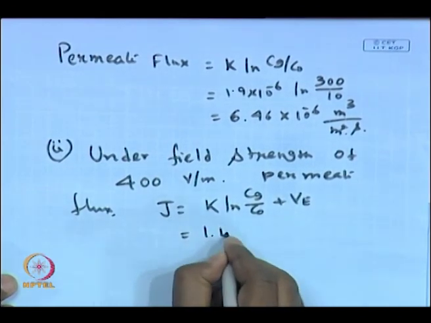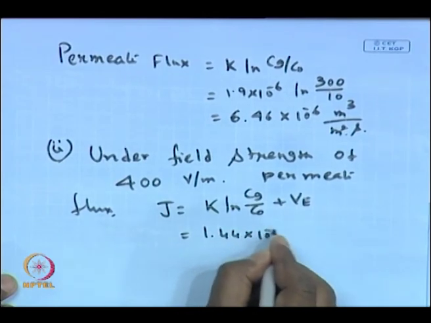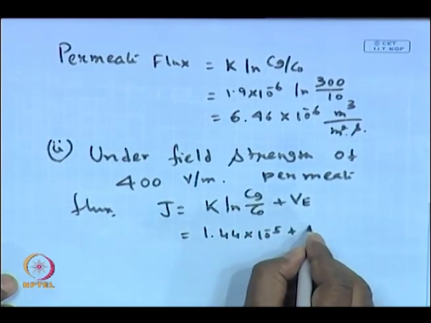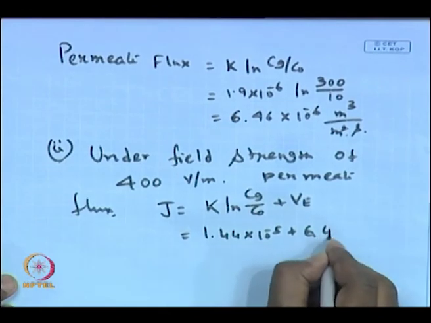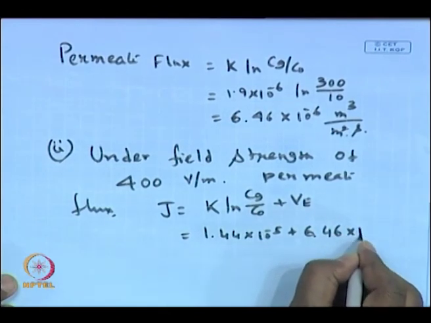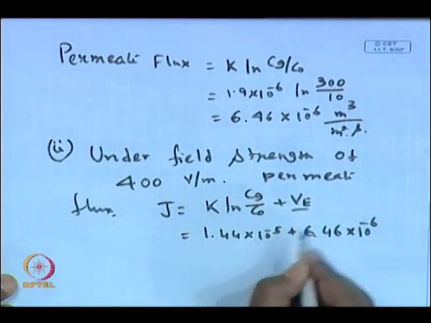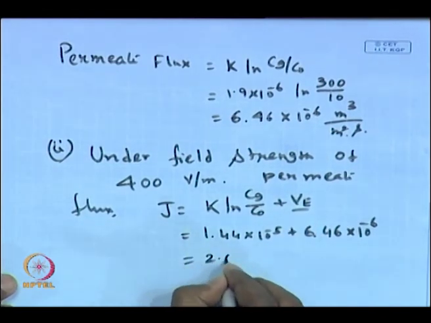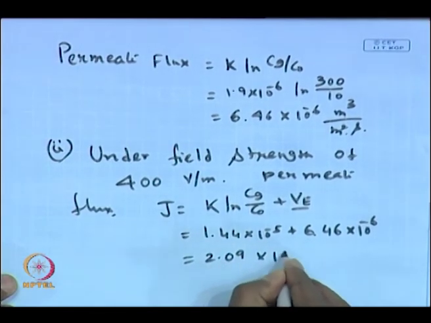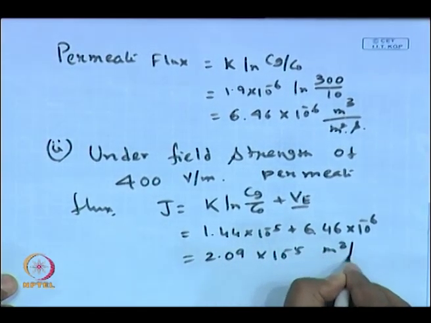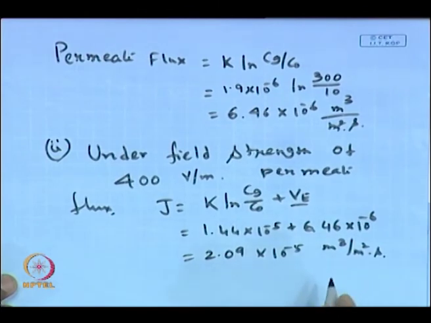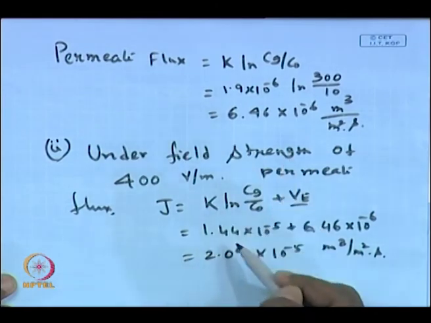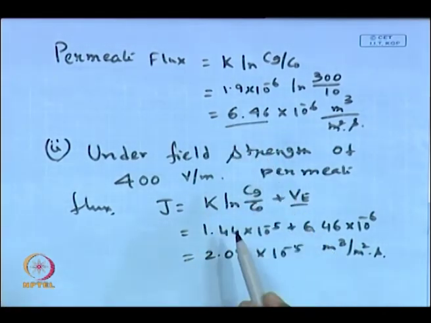So, it becomes 1.44 into 10 to the power minus 5 plus 6.46 into 10 to the power minus 6. The VE was 1.44 into 10 to the minus 5, I guess. So, it was 2.09 into 10 to the power minus 5 meter cube per meter square per second. So, in this case, it is basically 21 into 10 to the power minus 6 meter cube per meter square second. Okay. So, 21, and this was around 6.46, so let us say around 7.